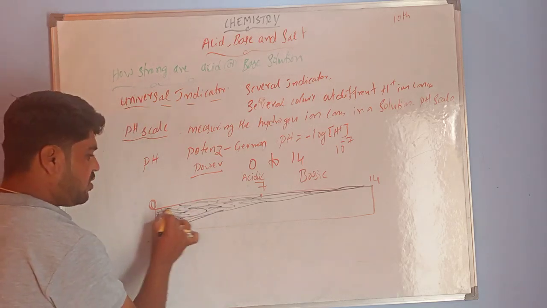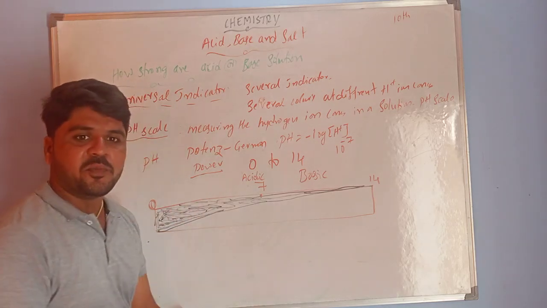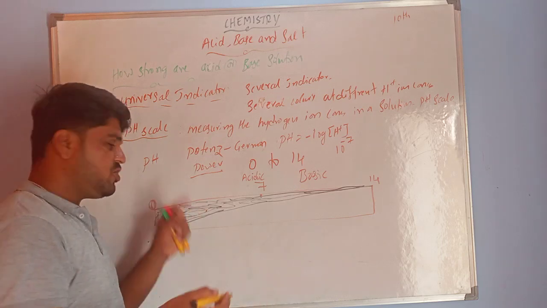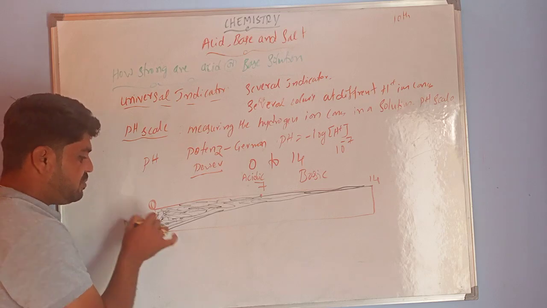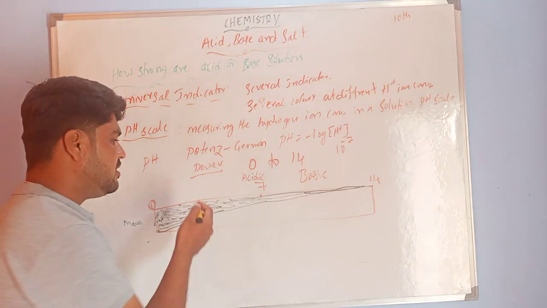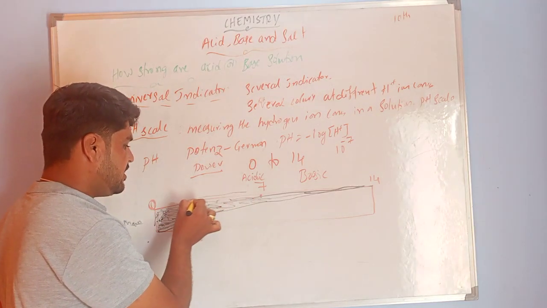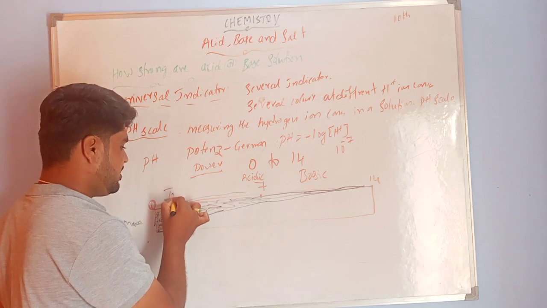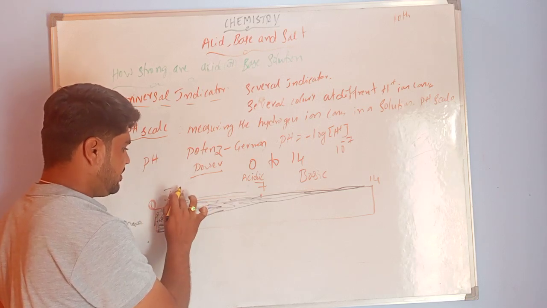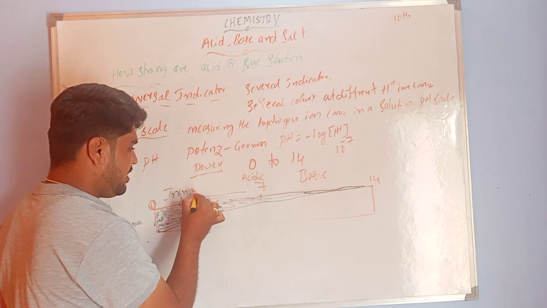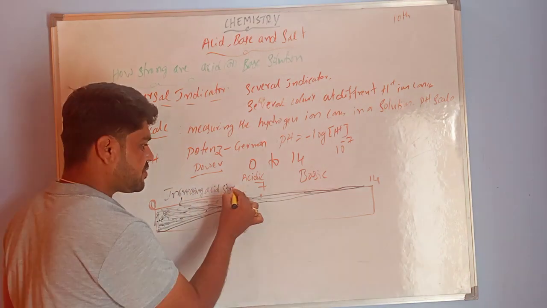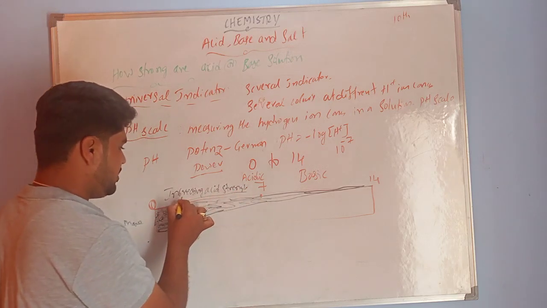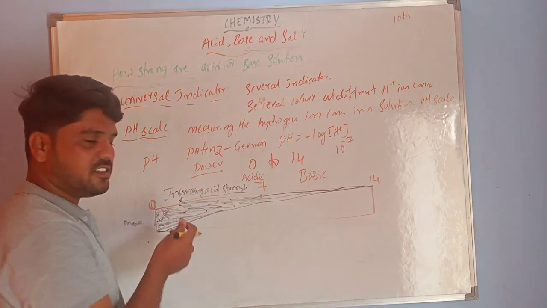More black color represents more hydrogen ions. More hydrogen ions were there at the beginning. That means this is increasing the acidic nature, increasing acidic strength. This arrow mark should be shown like this.